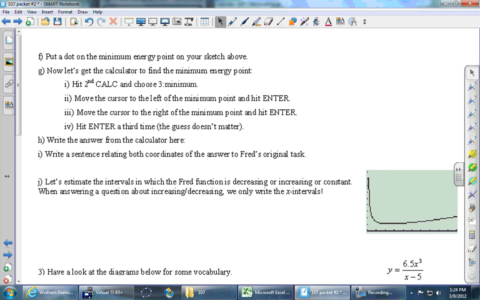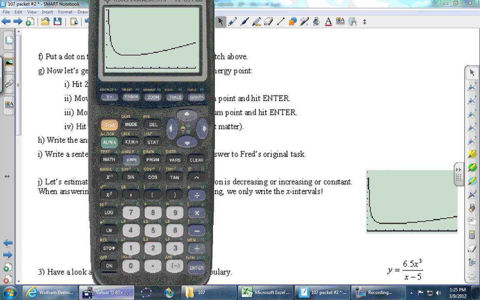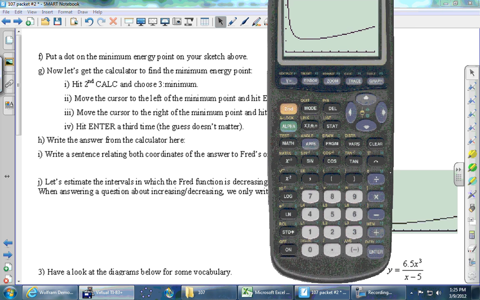Part G on the top of the next page. Yeah, right there. You can read them one at a time for us.